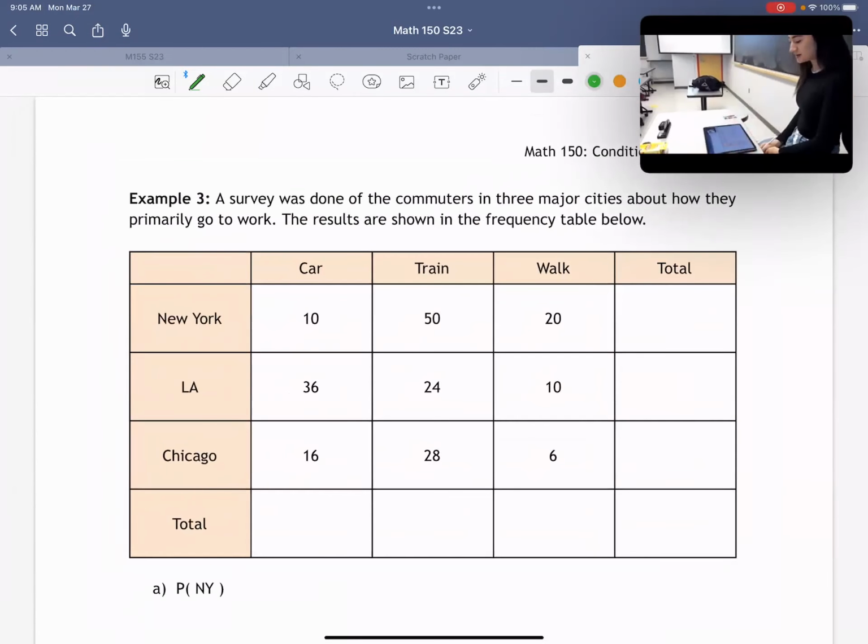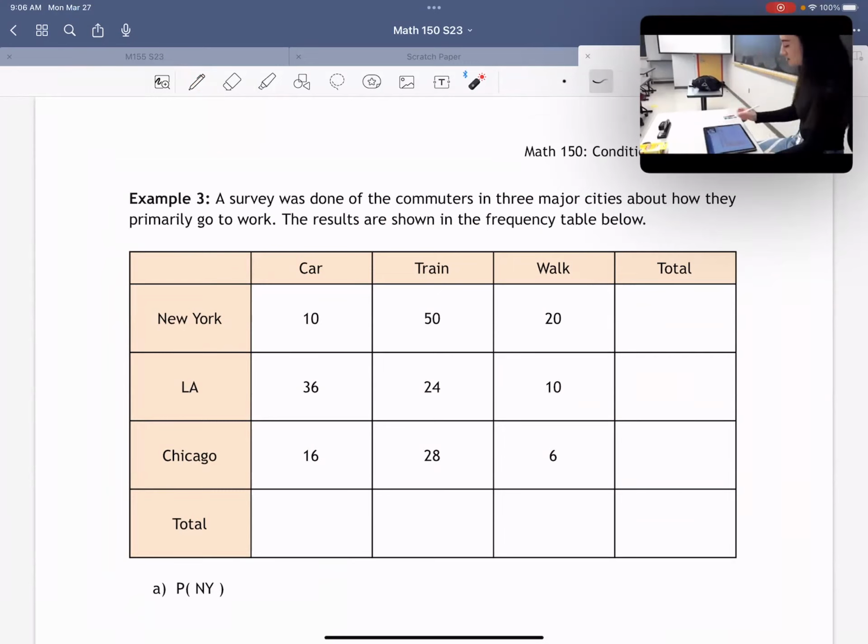Okay, so in this example, it says we have a survey. This survey is done on commuters, so people who drive or take the train or walk to three major cities. They're asked how they go to work, and then they're also asked what city they go to. So here we have a different table. It's not a two-way table, but it has different categories and works about the same. I think it'd be a good review for us to figure out how we fill out the table.